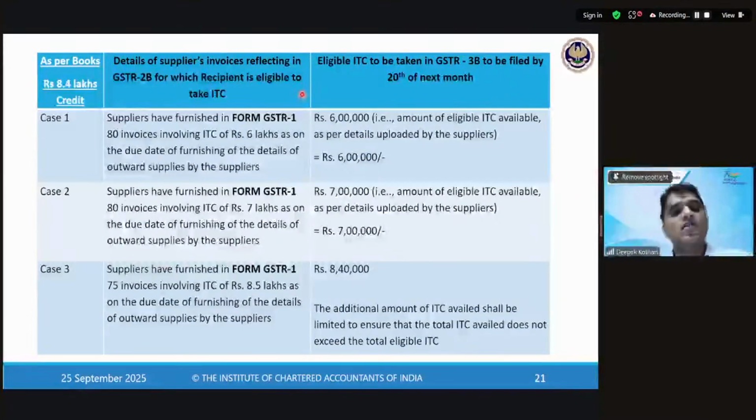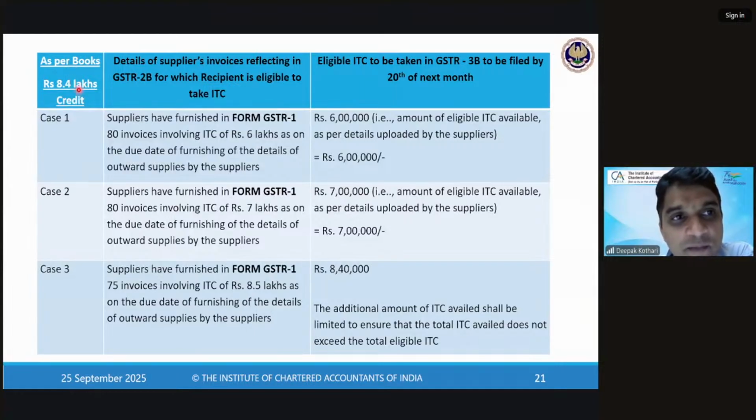Yeah, Navneet, how will 8.4 lakh come? Because in the books I have claimed only 8.4 lakhs. In my 2B, it is 8.5. So which will I claim? I cannot claim credit which is beyond my books of returns. That's why I can claim credit only to the extent of 8.4 lakhs.